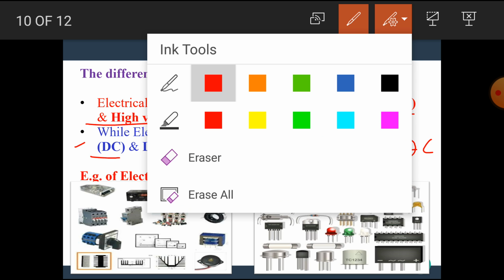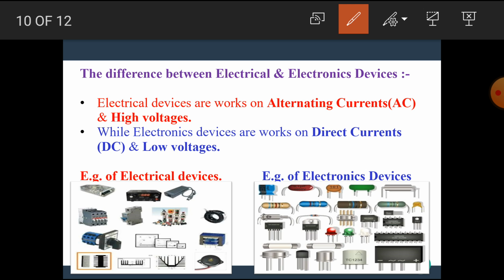Okay, I hope you understand the difference between electrical and electronic devices. The examples of electrical devices are motors, fans, generators, etc. While the examples of electronic devices are resistors, capacitors, inductors, ICs, etc.